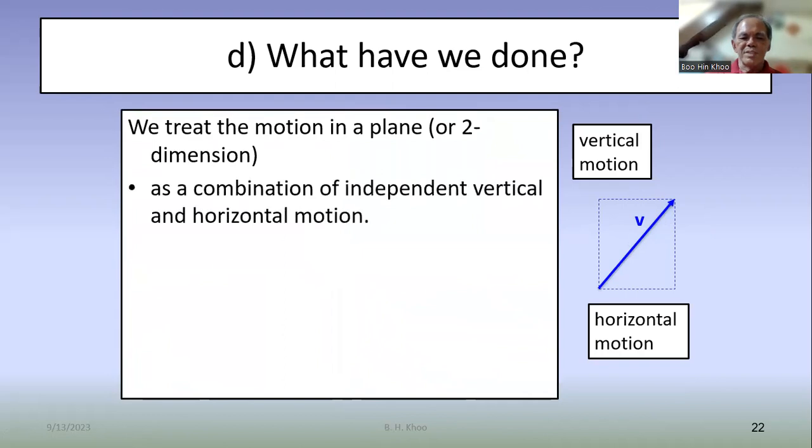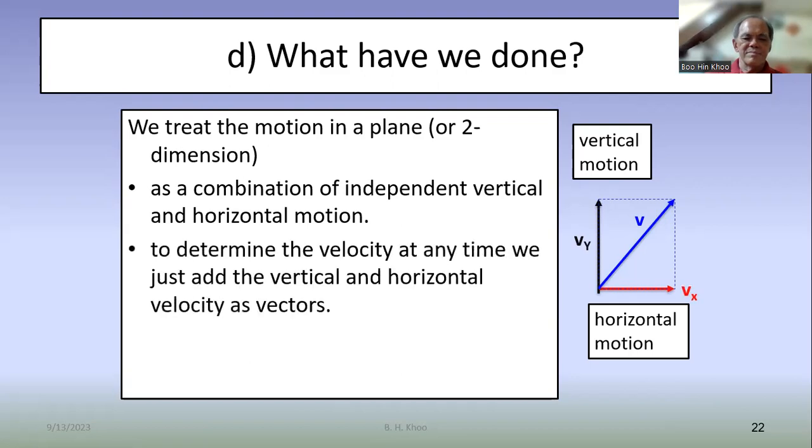We treat the motion in a plane or two dimensions as a combination of independent motions. They're not dependent on each other. Vertical and horizontal motion: vertical motion, Vy or Uy, and horizontal, Vx or Ux. If we use V, we usually follow American notation.